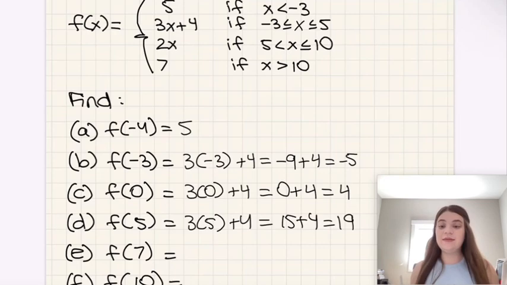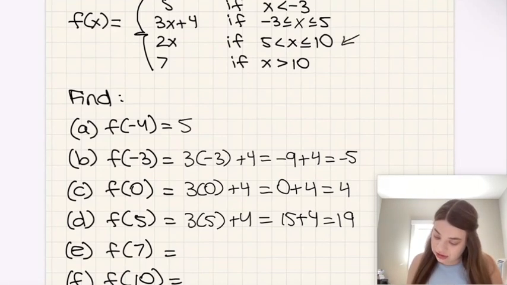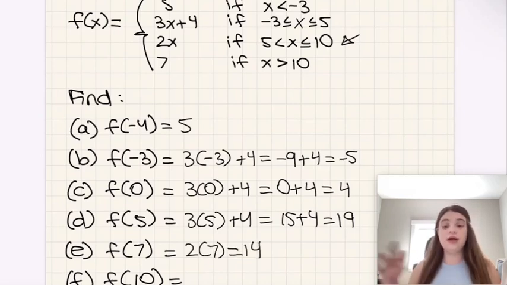All right, then we have f of 7. So what does that mean? Well, 7 is a number that's between 5 and 10, so that means we're going to use this category here, and it's going to be 2x, or in this case, 2 times 7, which is 14. So we've moved on to the next category, which is why we're using a different equation here.